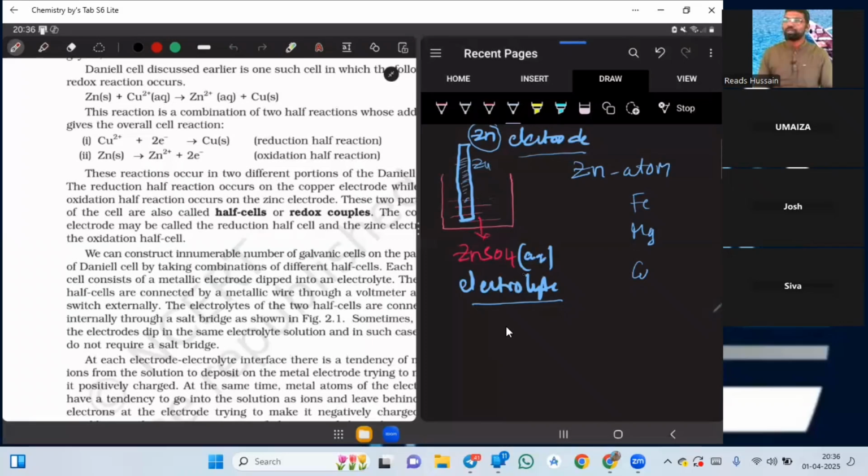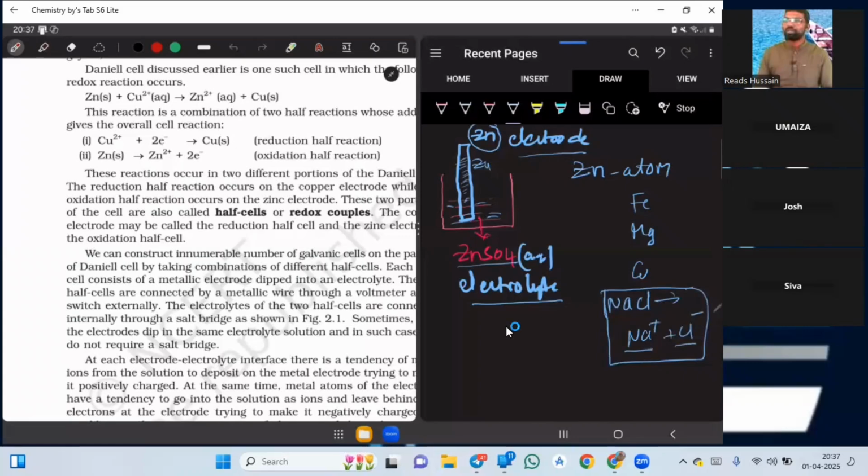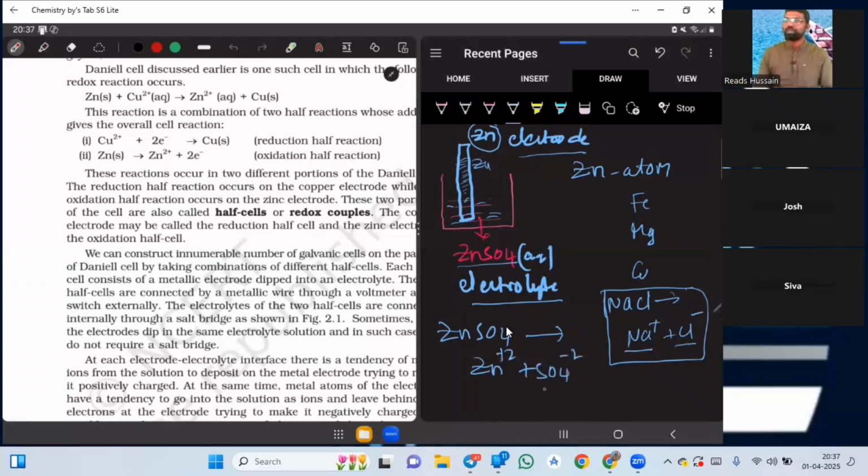And what is this solution? This is zinc sulfate solution, ZnSO4 solution. Since this is a salt solution, can you tell me, sodium chloride solution consists of what ions? Na+ ions and Cl- ions. Sodium chloride is a salt, and its solution consists of Na+ and Cl- ions. Very similarly, zinc sulfate solution consists of Zn2+ ions and sulfate ions, SO4 2-.